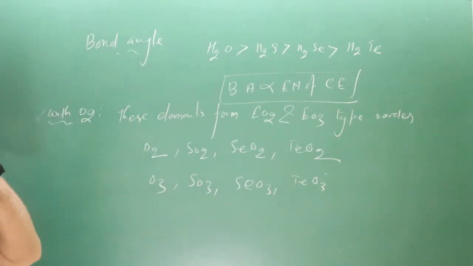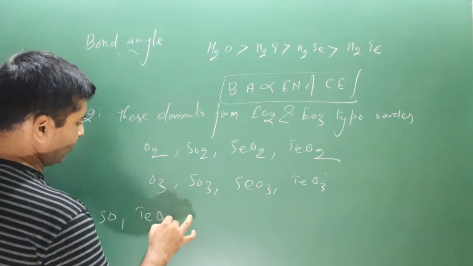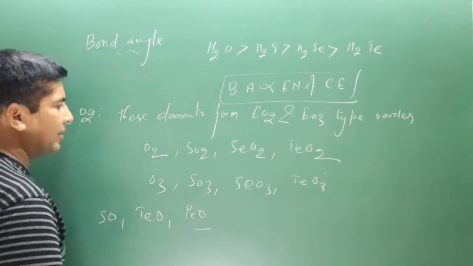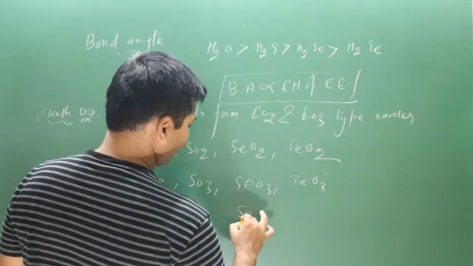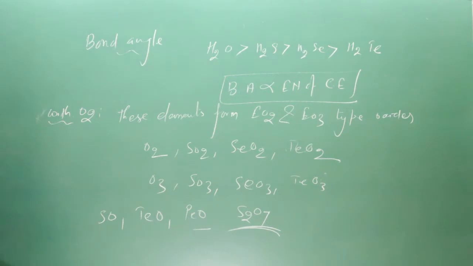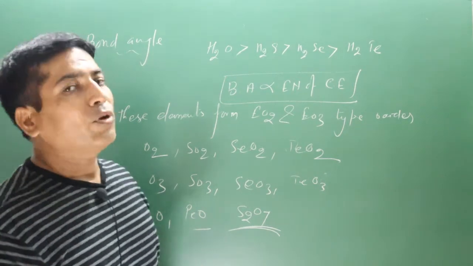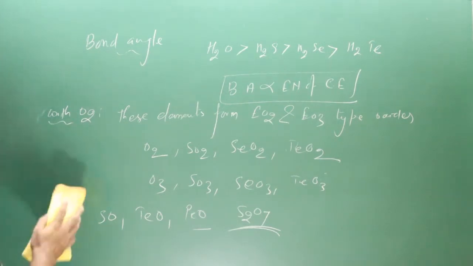In some cases they form monoxides also, such as SO, TeO, PO. They also form heptaoxides, such as Cl2O7. These are some special compounds. Move on to the physical state of these oxides.